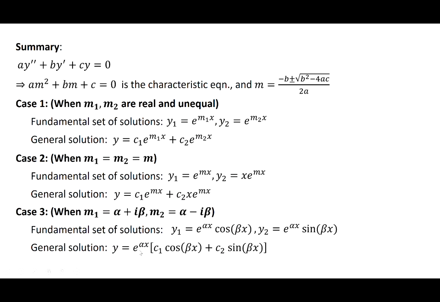So the last one, notice this form. Alpha plus or minus i beta are the complex roots. Then e to the alpha x times c1 cosine beta x plus c2 sine beta x is the general solution.